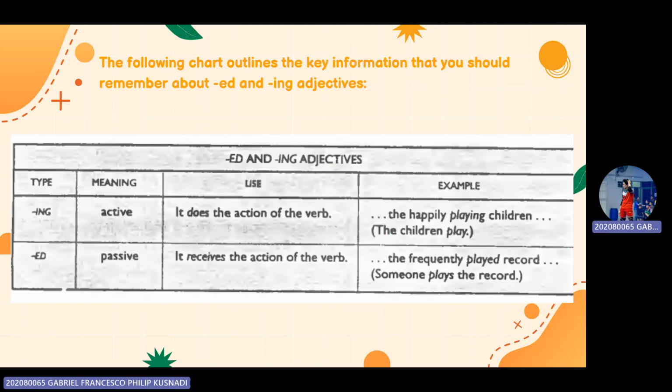The following chart: type ing has an active meaning. It means the noun does the action of the verb. For example, the happily playing children means that the children play. And type ed has a passive meaning. It means the noun receives the action of the verb. For example, the frequently played record means someone plays the record.